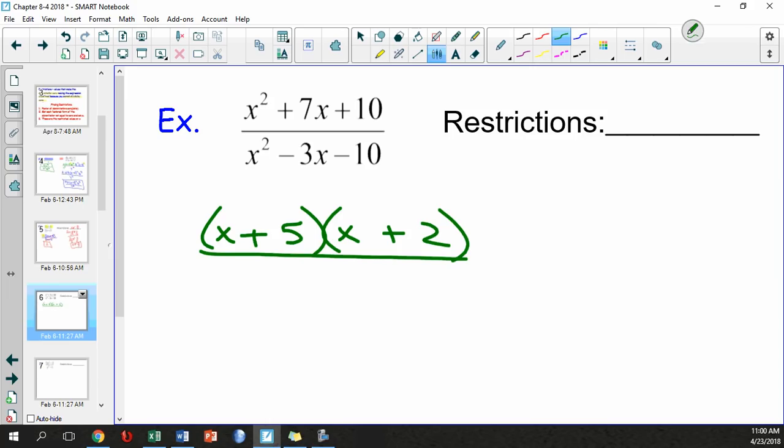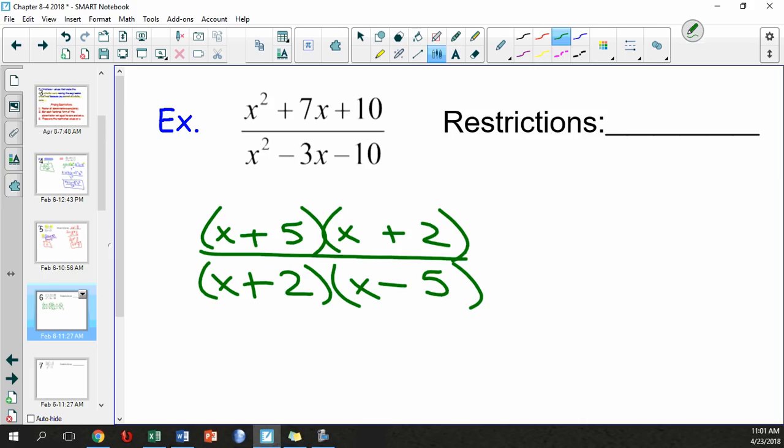So now let's go to the denominator. Do I have a GCF? I do not. So I need to factor this into 2 binomials again. How do I split up x squared? X and x. I need to have a negative 10 this time, so what's this about my signs? 1 is positive and 1 is negative. And I need to have factors of 10 that will subtract to give me a negative 3. Negative 5, positive 2. Do we all see that? Yes or no? So I've factored the numerator, I've factored the denominator.